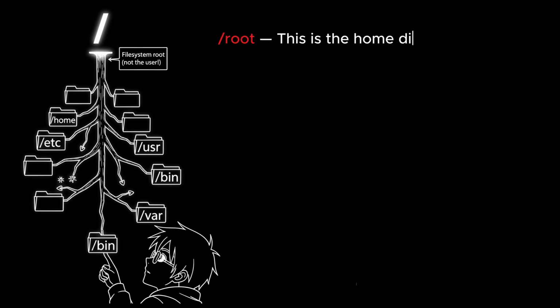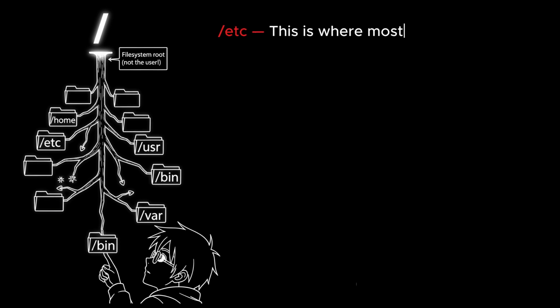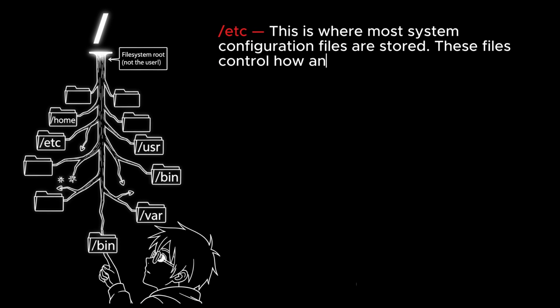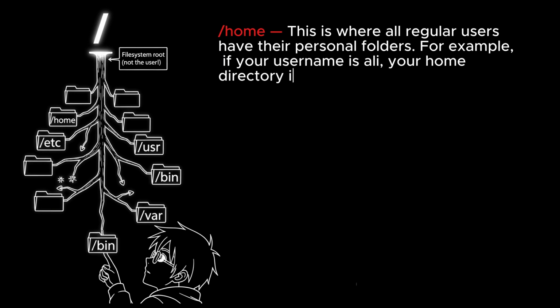Root. This is the home directory of the root user, the most powerful user in the system. Etc. This is where most system configuration files are stored. These files control how and when programs start up. Home. This is where all regular users have their personal folders. For example, if your username is Ali, your home directory is /home/Ali.